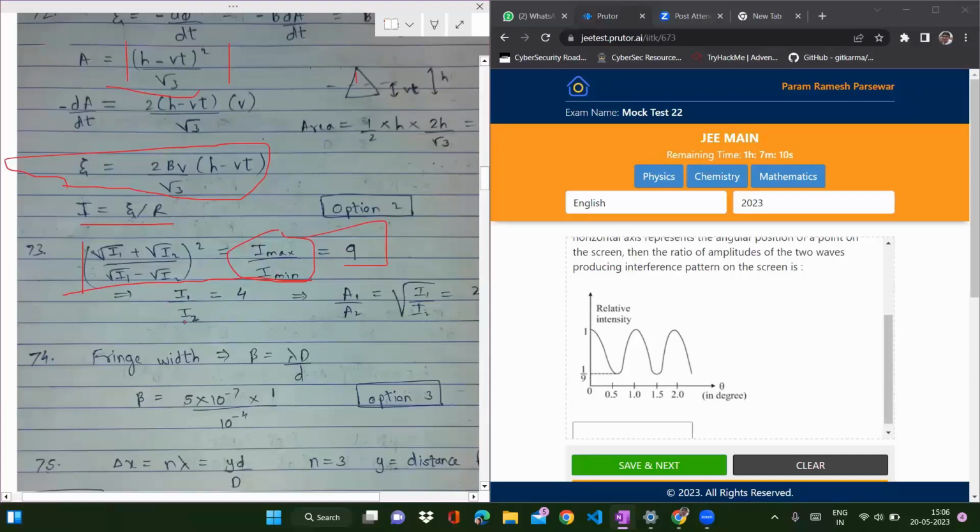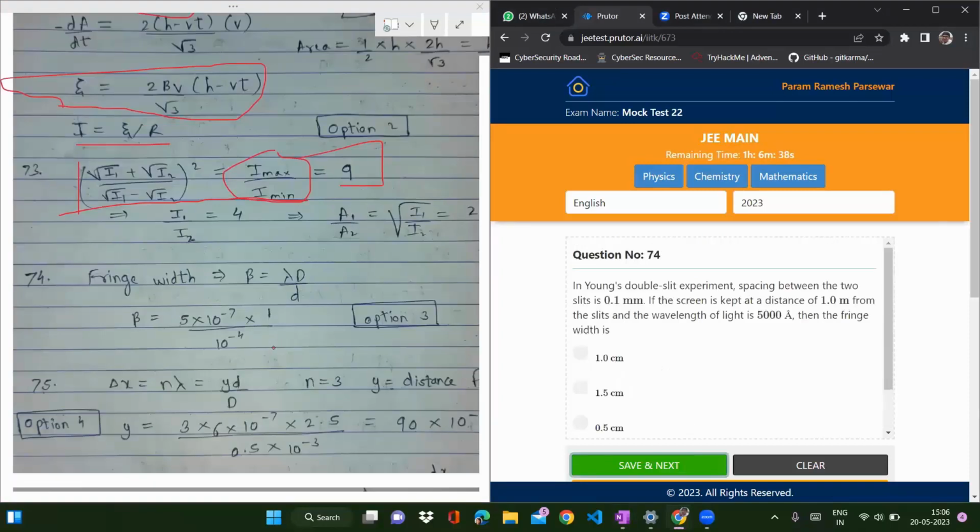So solving this, we have the ratio of I1 by I2, which is the ratio of intensity, is 4, and we know that the intensity is proportional to amplitude square, or we can say the other way around that the amplitude ratio is equal to the square root of intensity, so it will come up to be 2. Now question number 74. Here also YDSE, Young's double slit experiment, is there.